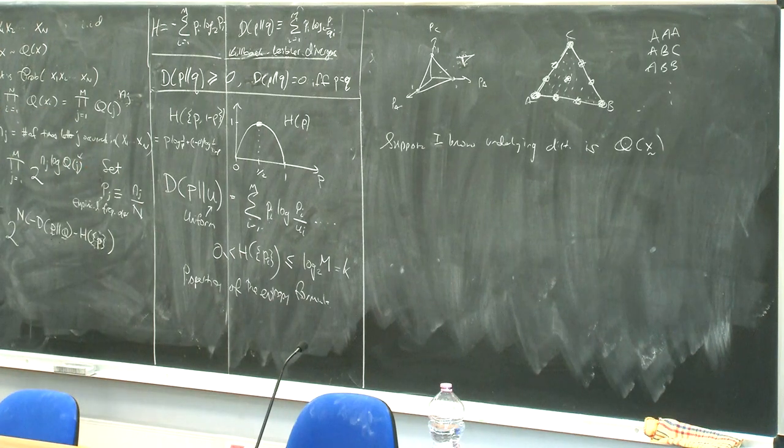Which string is the most likely string to occur? So I've asked a slightly different question. Previously, I was looking at empirical distributions. Now I've just given you some Q. Which string is the most likely string to occur? For which the answer, you have to look at this.